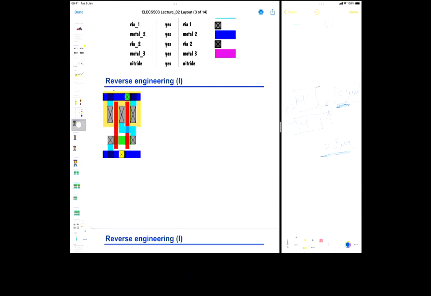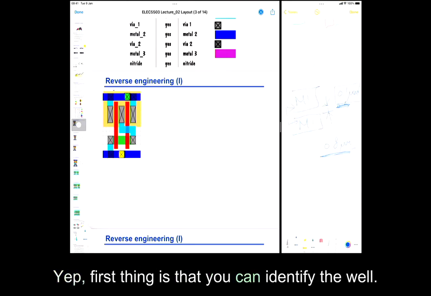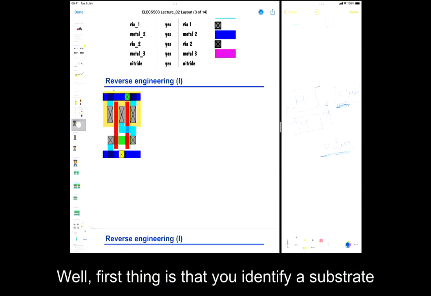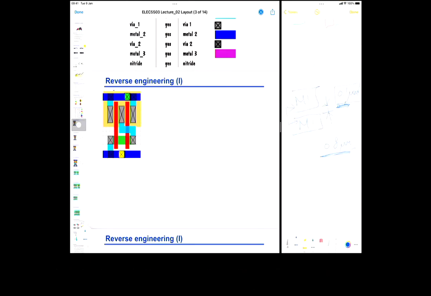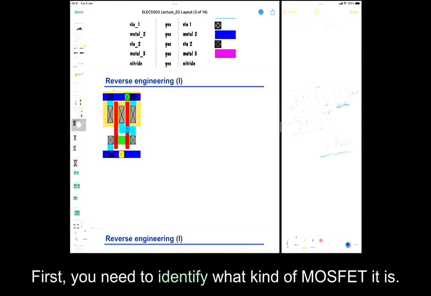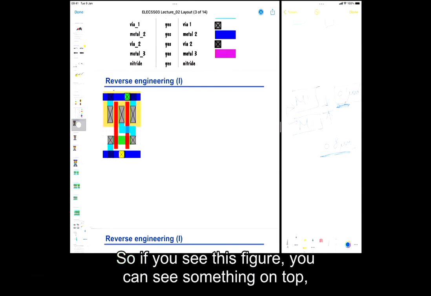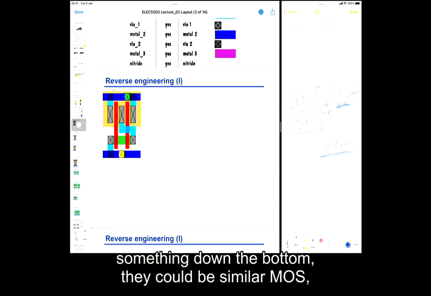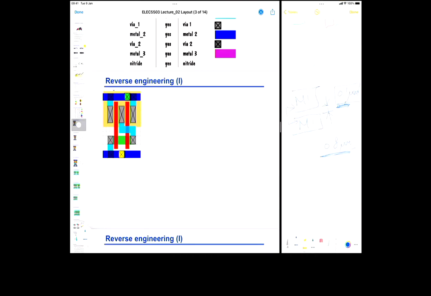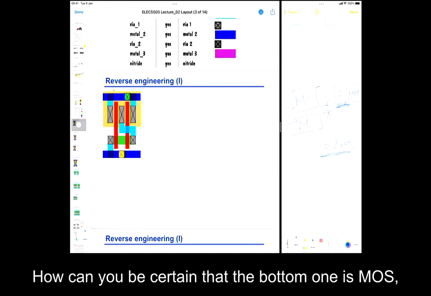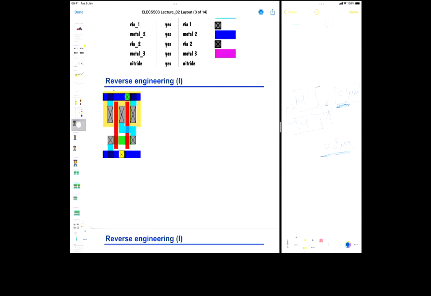Any ideas? Yep. First thing is that you identify the substrate, and then you identify the well. What's the point of identifying the substrate and the well? Yeah, but why do you have to do that? That is very important. First, you need to identify what kind of MOSFET it is. So if you see this figure, you can see something on top, something down the bottom. They could be similar MOS, but is the top one PMOS or NMOS? Is the bottom one NMOS? I guess so. How can you be certain that the bottom one is NMOS, the top one is PMOS?